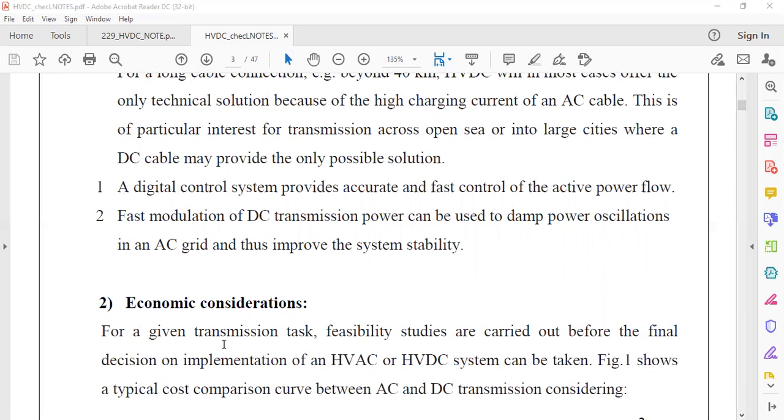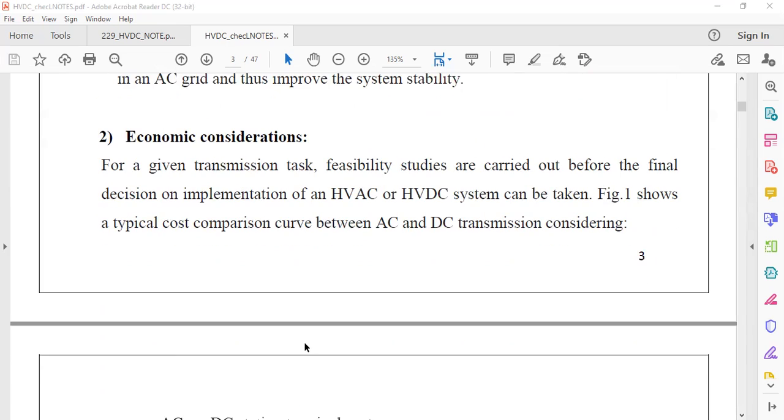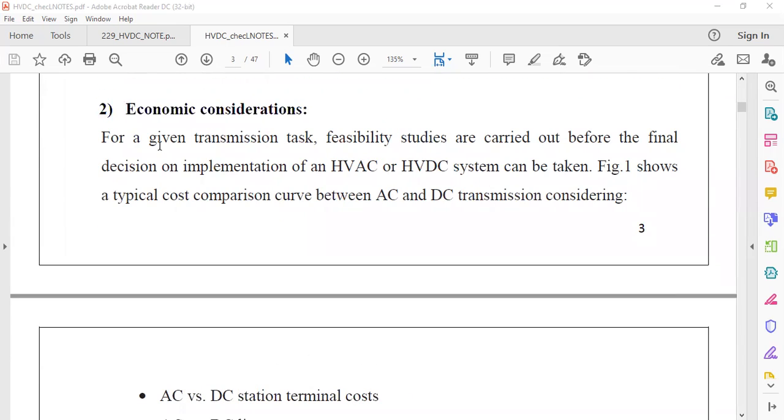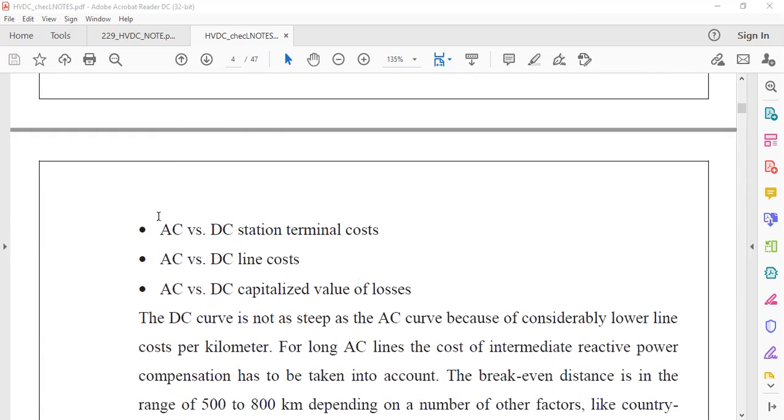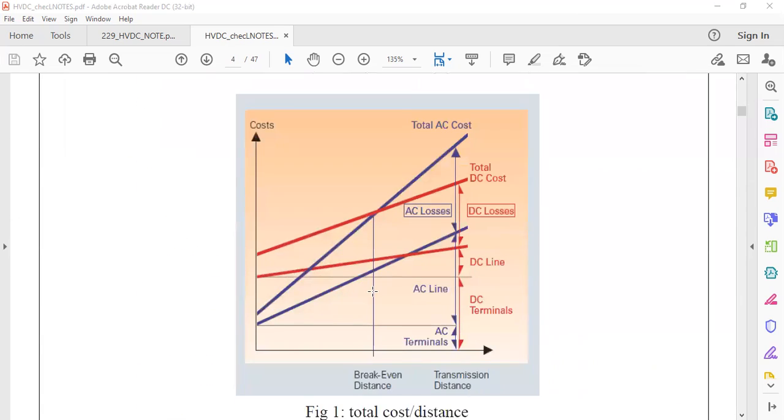And coming to the economic considerations, right? This is very important. For a given transmission task, feasibility studies are carried out before the final decision on the implementation of an AC or DC system can be taken. Coming to the figure, it shows a simple diagram that I am going to show here.